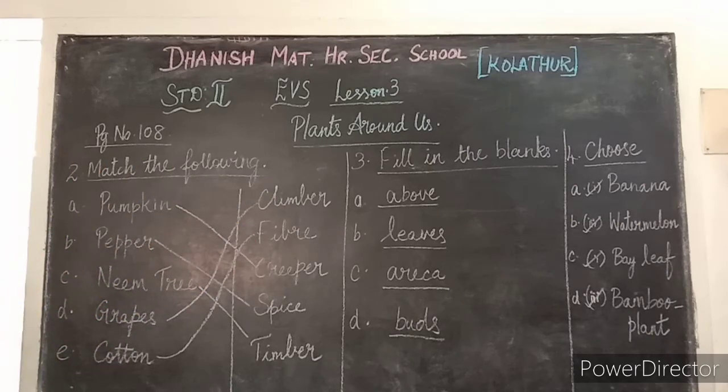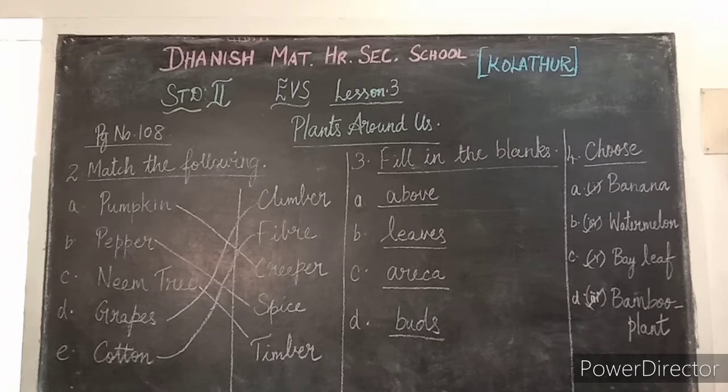Okay children, next we are moving on to fill in the blanks. That is number 3, fill in the blanks. Now look into your book. I will read it. That is A. The part of the plant that grows dash the soil is called the shoot system. Above or below? Below means under. Above means over.